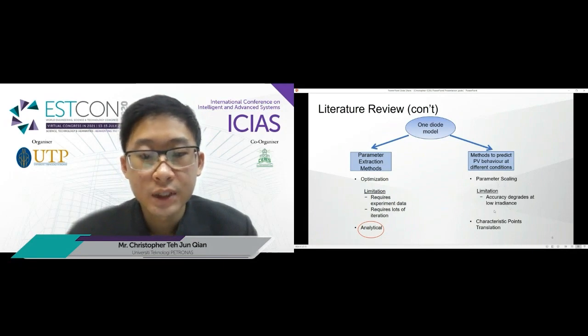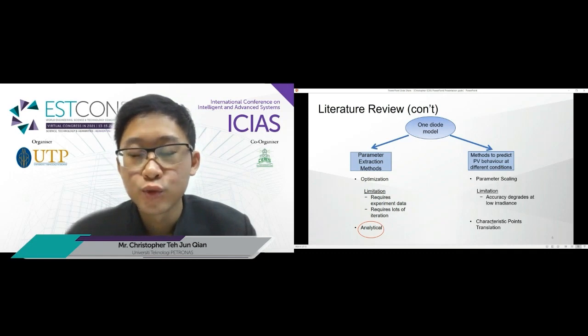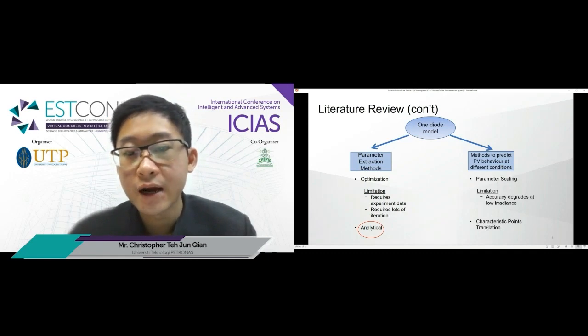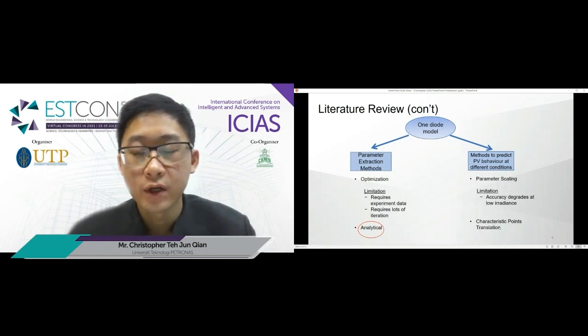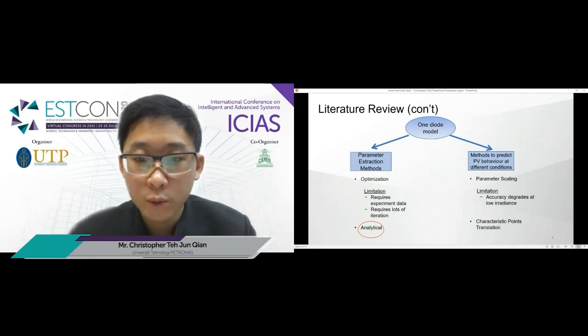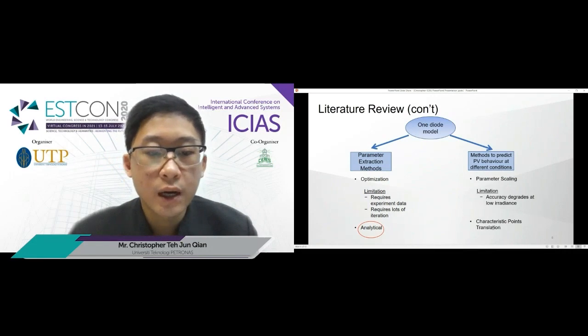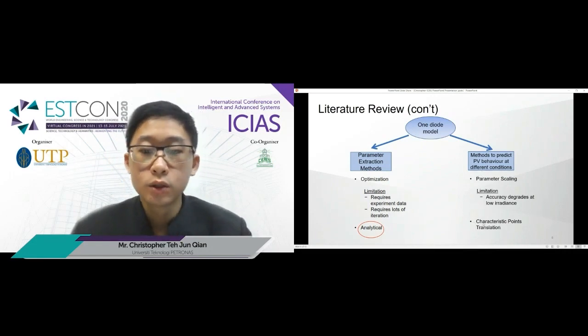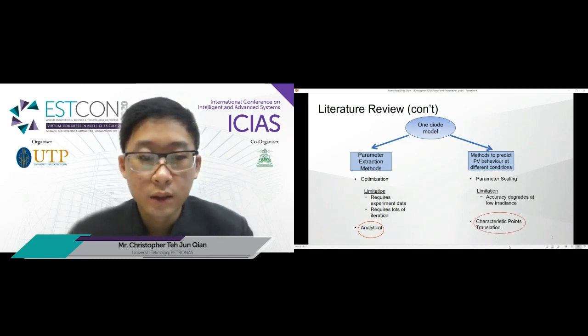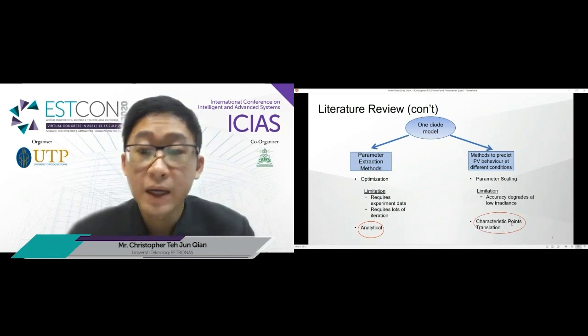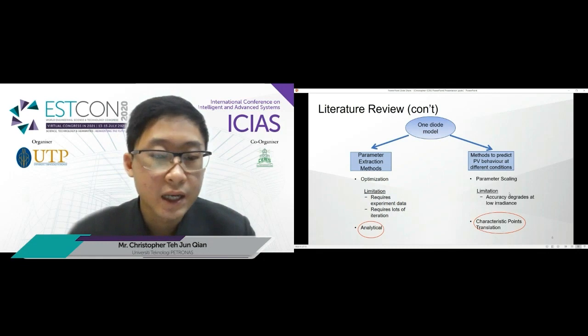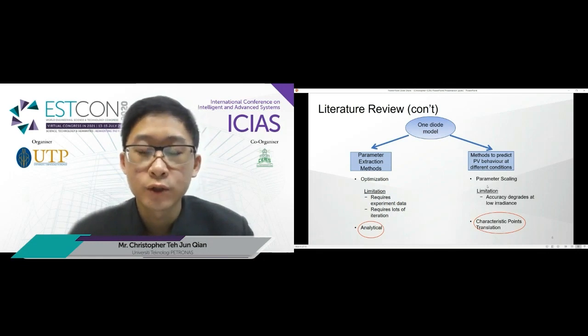So the next one is characteristic point translations, and this will translate the 3 characteristic points from the IV curve, again, which is the short circuit point, maximum point, and the open circuit points to the other conditions. So this method will give better results than the parameter scaling, and also a simpler way.